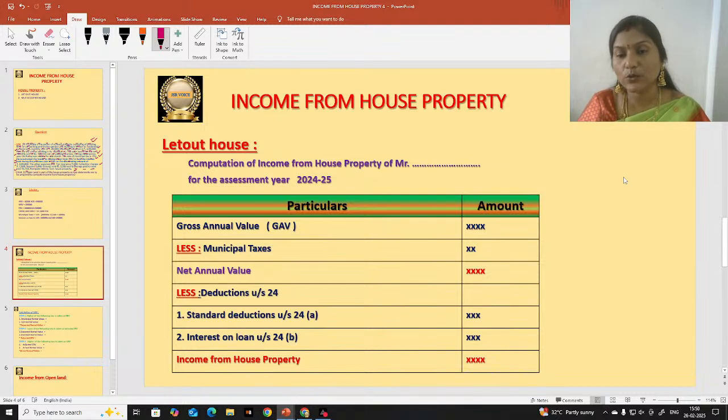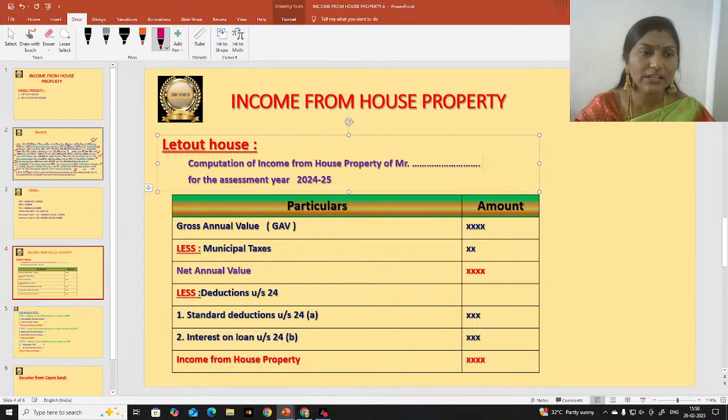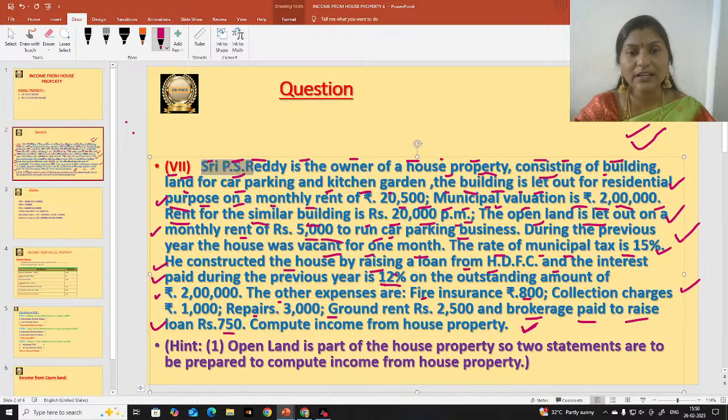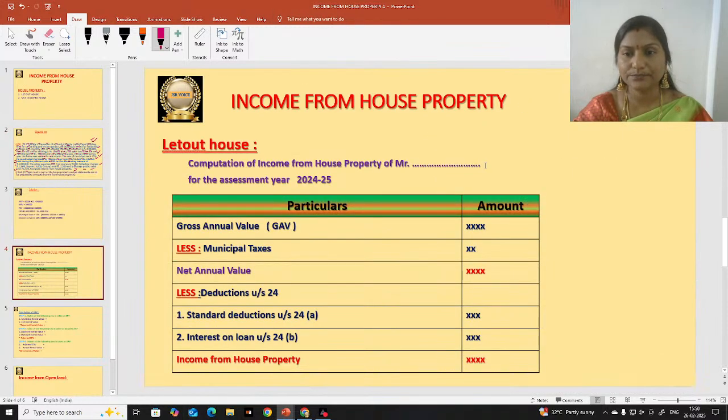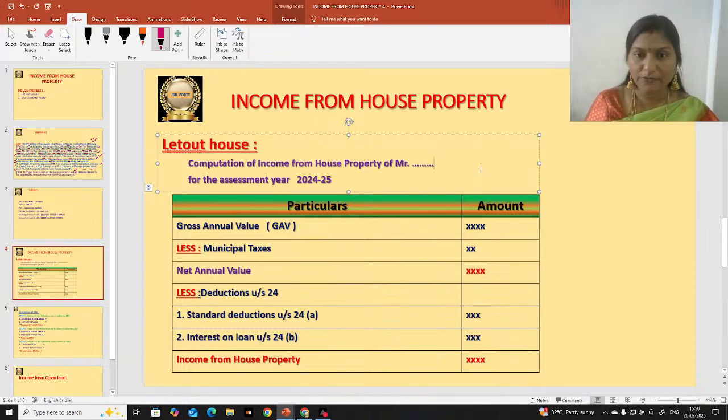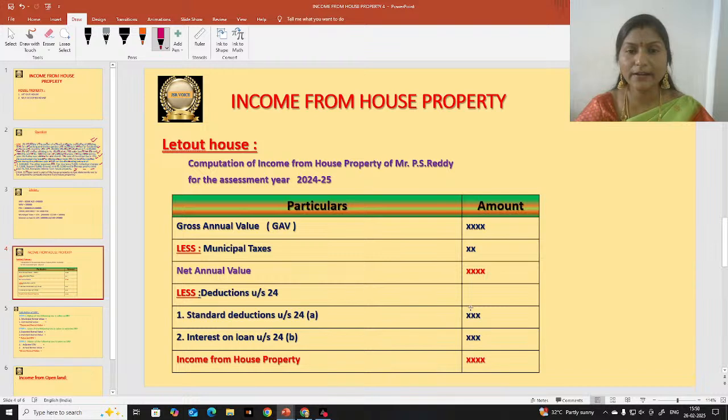Computation of income from house property of Mr. Name of the assessee should be mentioned here. So what is the name of the assessee here? Sri P.S. Reddy. He is the owner of the house. He is going to receive income, and we are going to calculate income from house property for Sri P.S. Reddy. So let us record here: income from house property of Mr. P.S. Reddy, for the assessment year 2024-25.